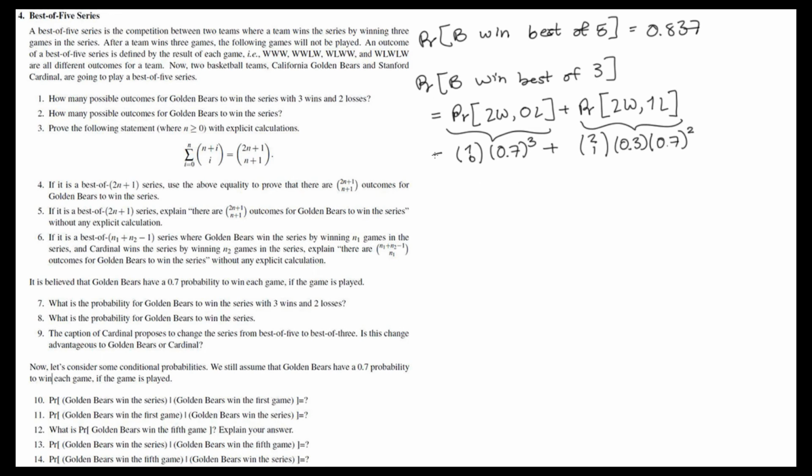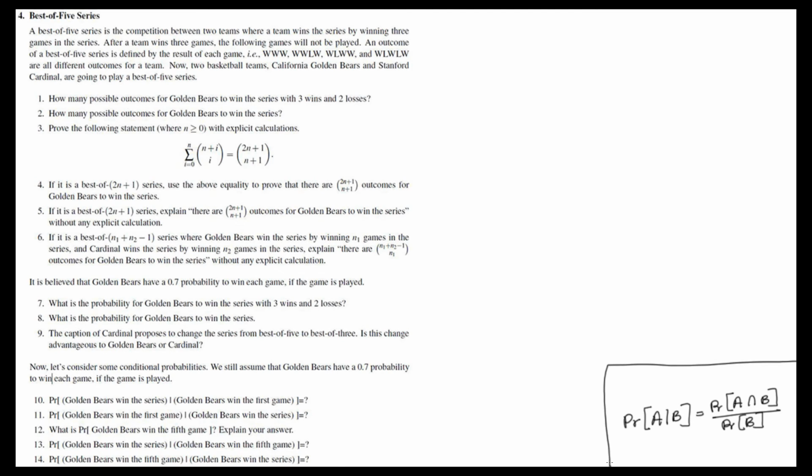Now when we add these together, we end up with 0.784. So if the Bears accept the switch to a best of 3, they'll have a 0.784 probability of winning the series, as opposed to a 0.837 probability of winning a best of 5 series. This gives an advantage to the Cardinals, and the Bears should not accept this request.